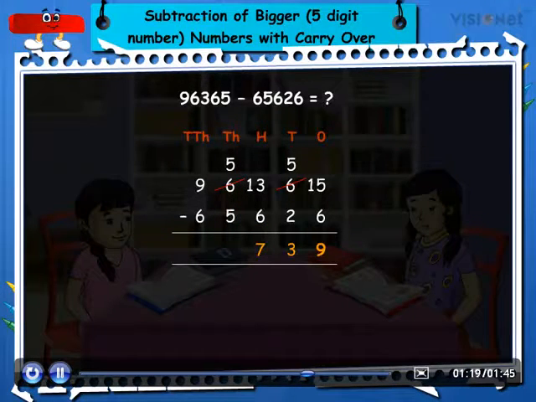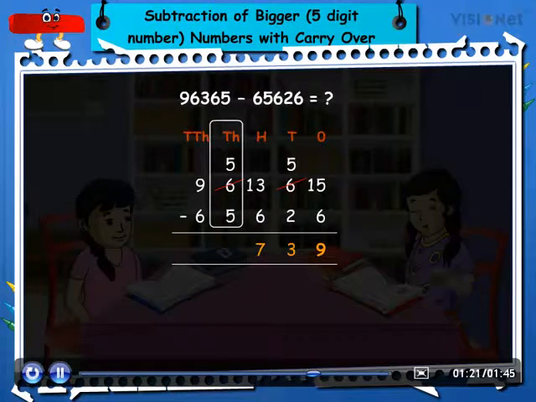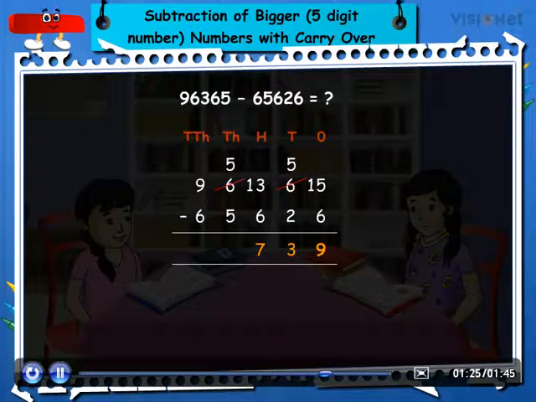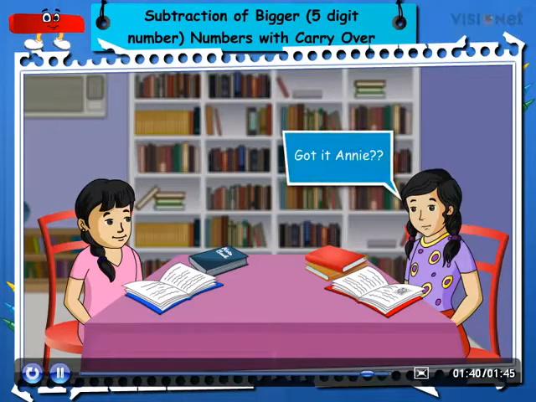Now what do we do? We subtract thousands now. Yes, subtract thousands. That is 5 minus 5, which gives 0. Now subtract 10,000s. That is 9 minus 6, which gives 3. So our answer is 30,739. Got it, Annie? Yes, I got it.